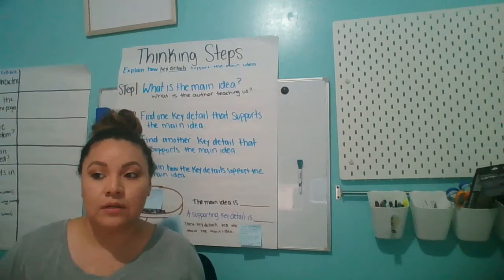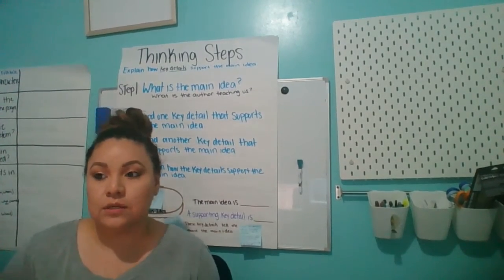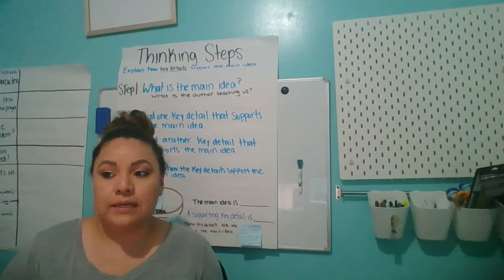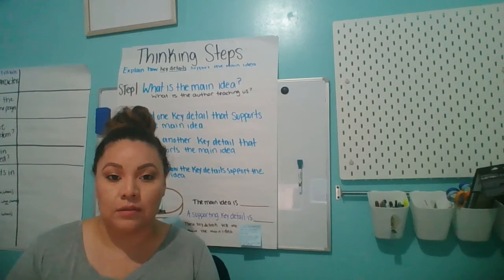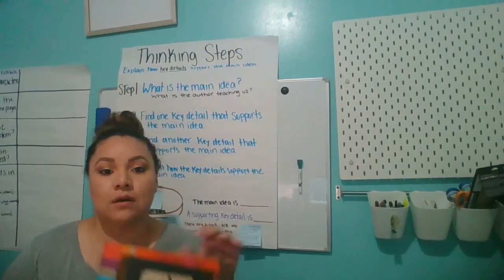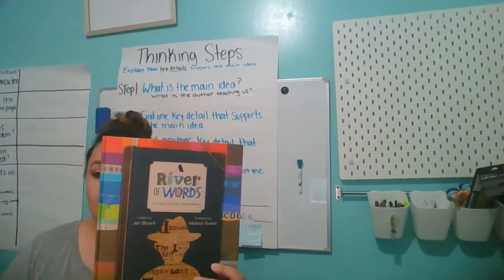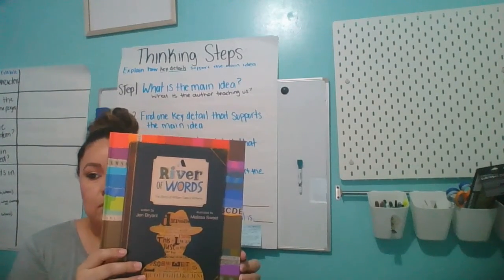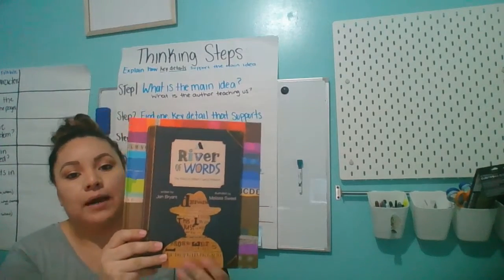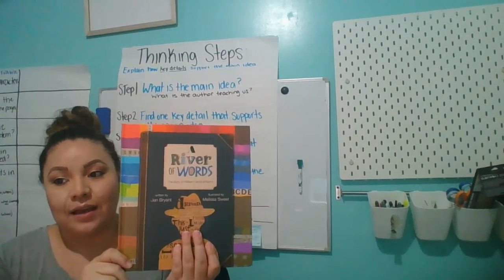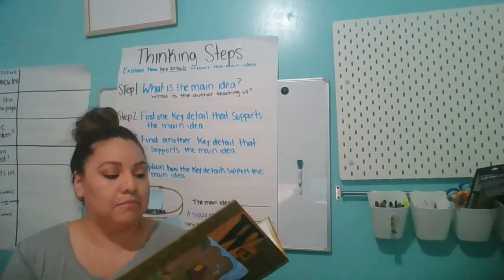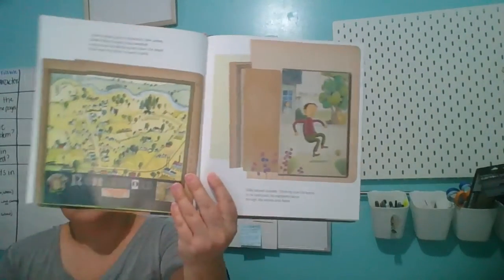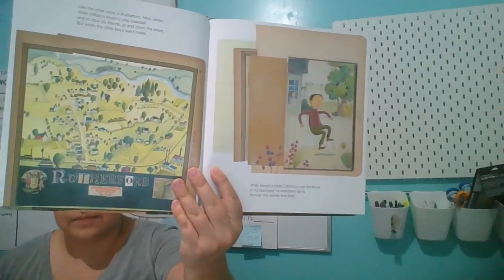So today you will learn how to use key details to more deeply explore the main idea of a text. This will help you better understand the author's meaning. We'll focus on A River of Words and how the author uses key details to support ideas about Willie. I will be showing you our thinking steps by modeling pages 3 and 4 of A River of Words.